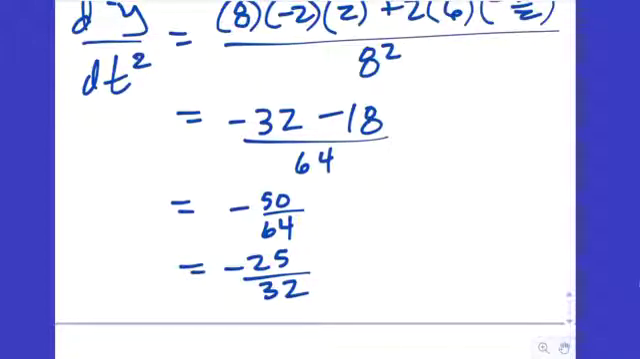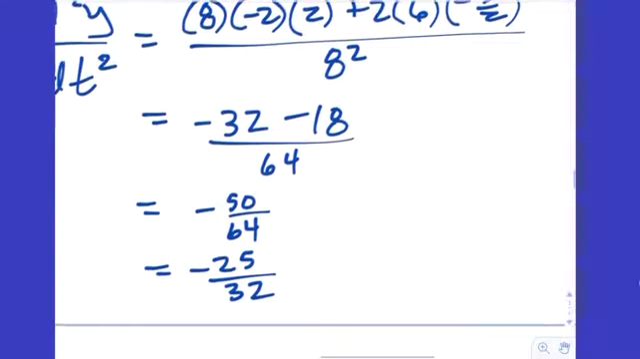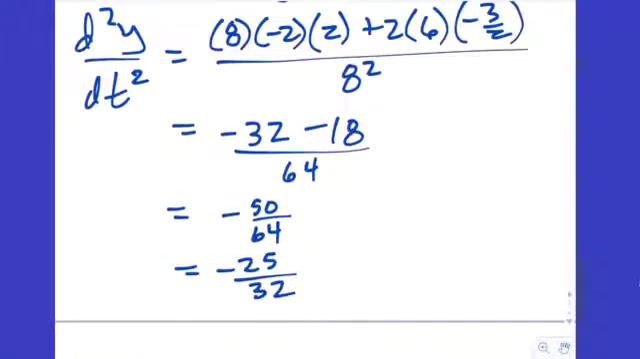And now the units are going to be what? Feet per, yeah, it's velocity. So feet per second or feet per second squared. And yeah, notice the acceleration is in fact a negative number. And we knew that because the speed was increasing and the velocity was negative.